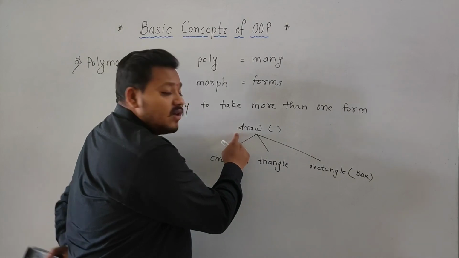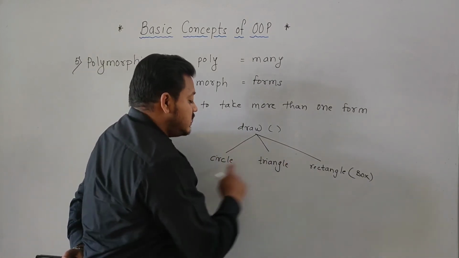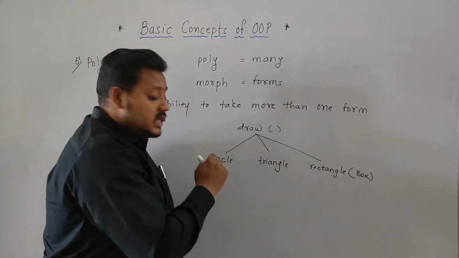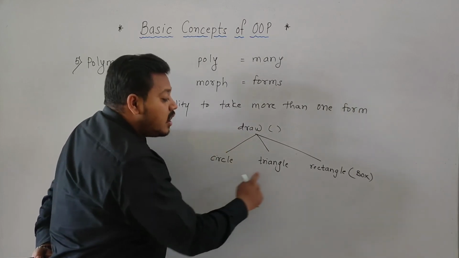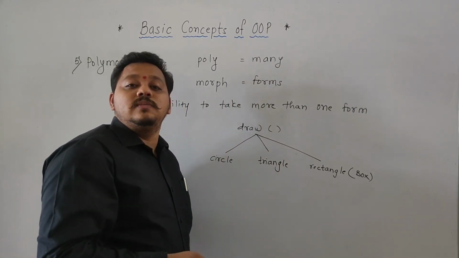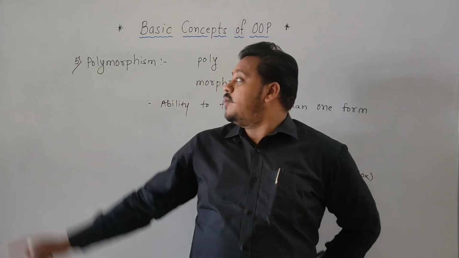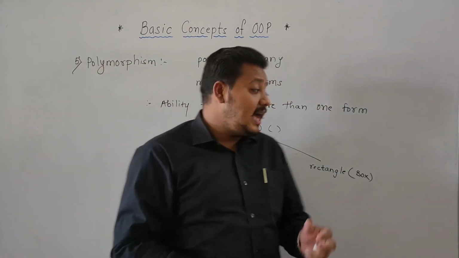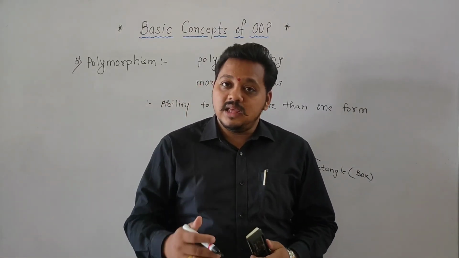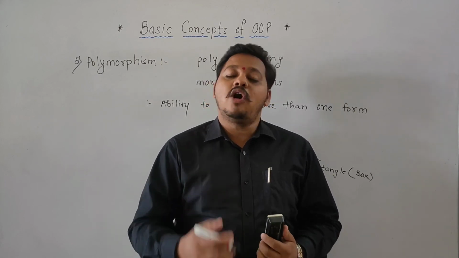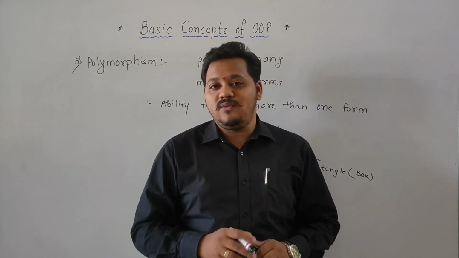Only one function, the draw function, is performing different functionalities in different situations. The one function is taking different forms in different situations. So this draw function is providing the concept of polymorphism. It has the ability to take more than one form. Poly means many and morph means forms. So polymorphism means the ability to take more than one form.